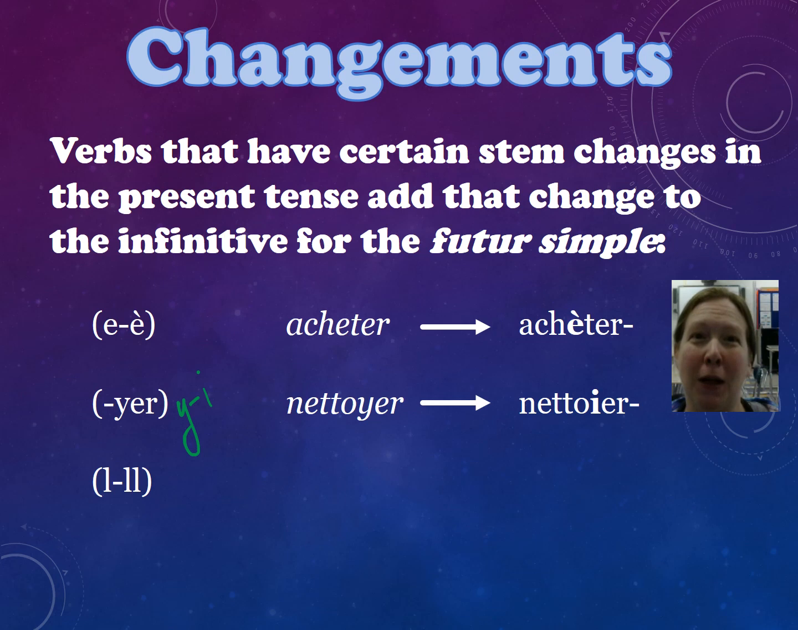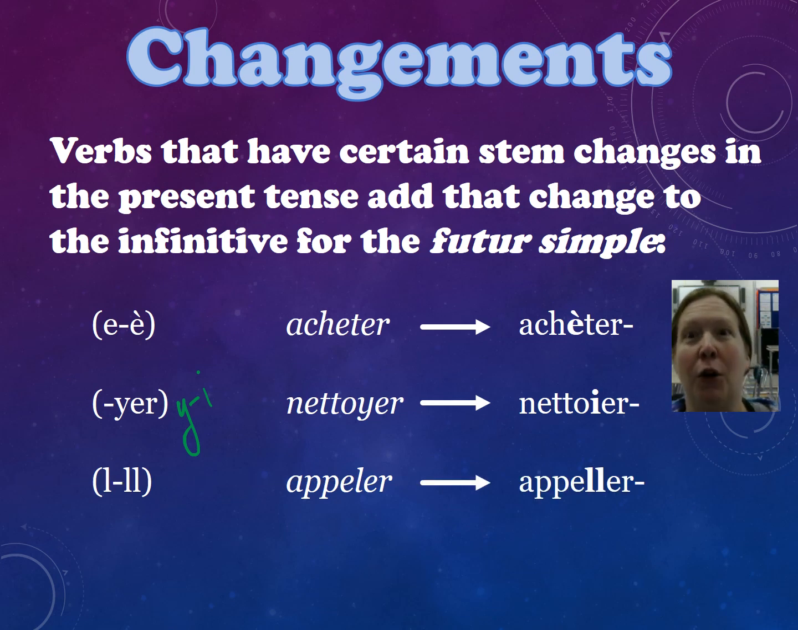Then we have our double consonant verbs. Sometimes these are a double L, sometimes they're a double T. We do it a lot with appeler. That's why je m'appelle has a double L in it. And so we are going to take that double L and we're going to put it right into the infinitive before we add our endings.